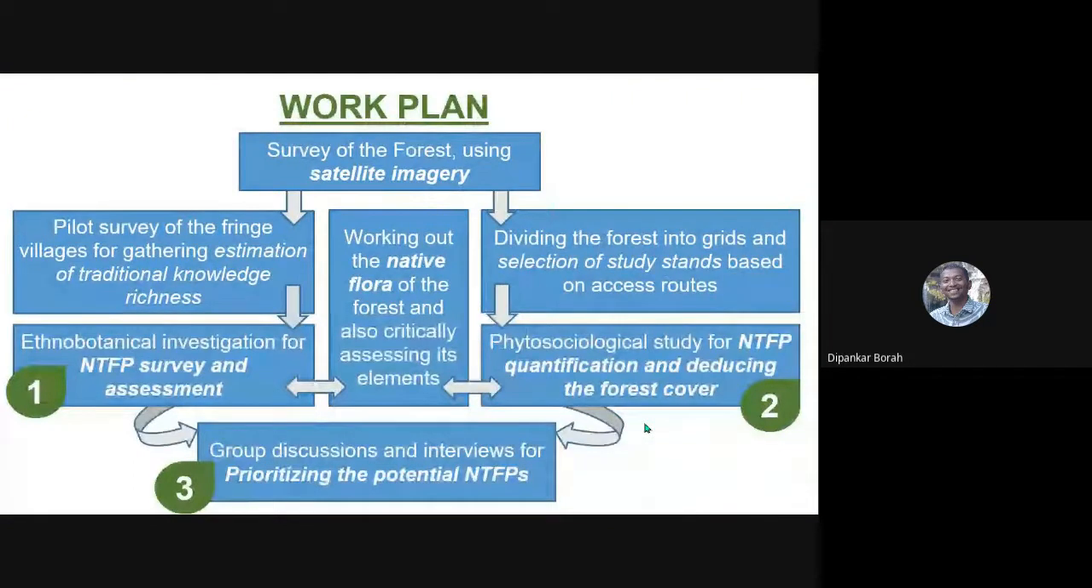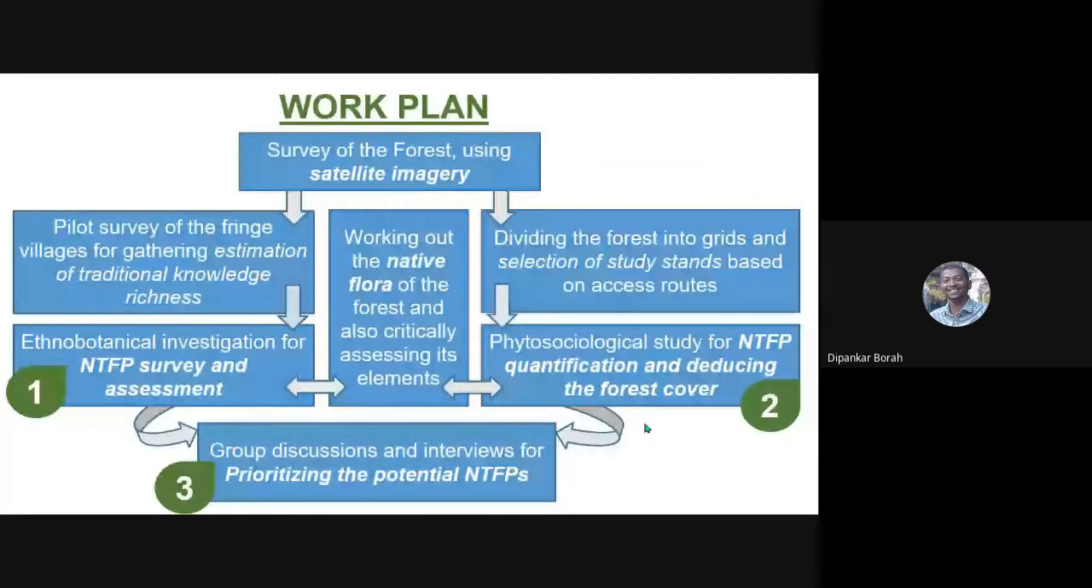A work plan was designed to achieve the stated goals. First, a survey of the forest through satellite imagery was done. Then a pilot survey for selecting the traditional knowledge-rich areas was conducted, and the ethnobotanical investigation was carried out in these villages. Simultaneously, the forest was divided into grids of 20 meters square, and the study stands were selected based on the access road to the forest, and the phytosociological investigation was carried out.